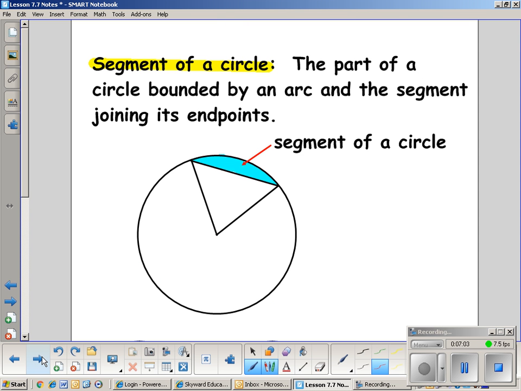Okay, a segment of a circle. I'll pause while you copy this down. So the segment of a circle is kind of strange to hear, but a segment of a circle has a very specific meaning. It means this portion inside the circle that's bounded by an arc and a chord. Okay? It's bounded by an arc and a chord, a segment joining the endpoints there on the circle. Okay? So that's what a segment is.